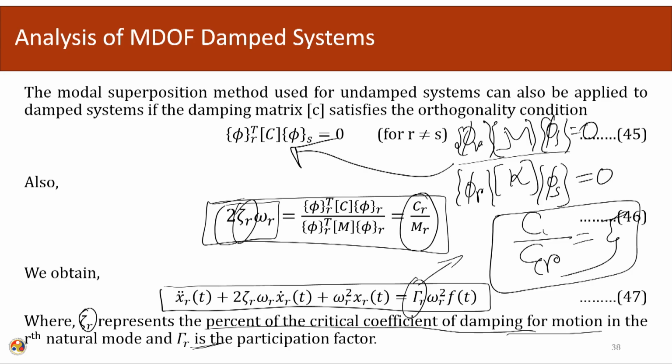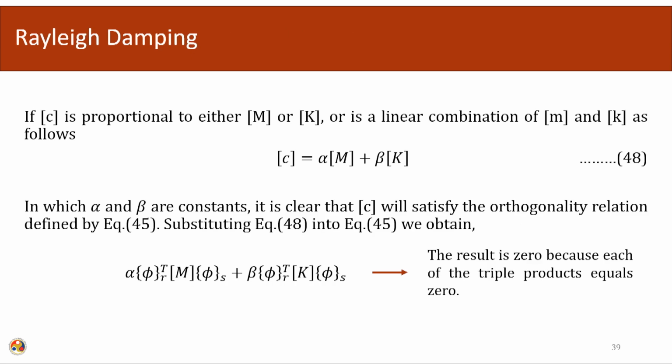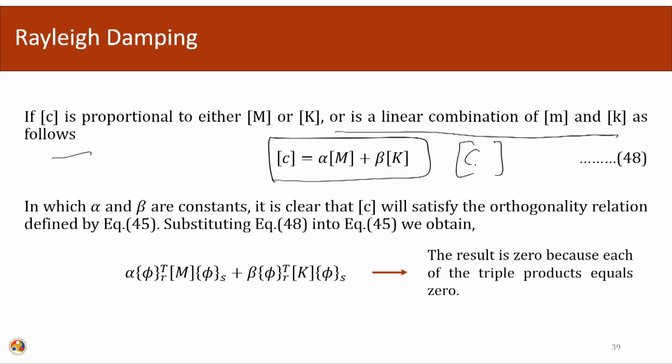Okay. So, the same thing we are applying for the multiple degree of freedom system. Moving ahead, if C, the damping, is proportional to either mass or stiffness, or as we discussed earlier, is a linear combination of mass and stiffness, it can be expressed in this term. Either the damping can be proportional to the mass, or proportional to the stiffness, or in most practical cases damping is a linear combination of the mass and stiffness both.